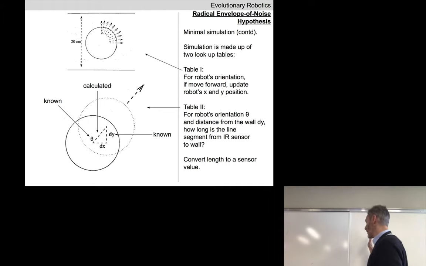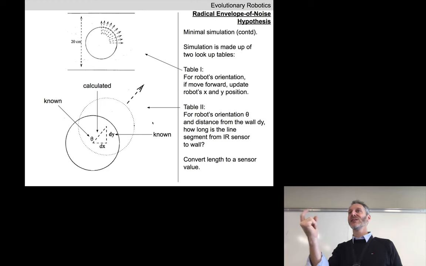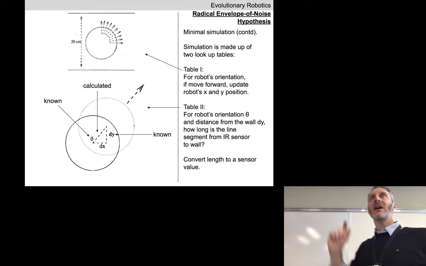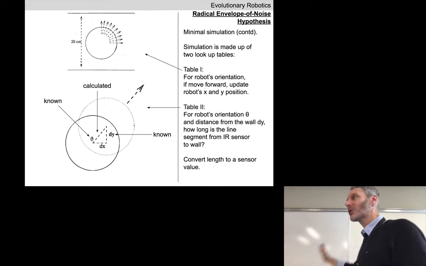So for a theta of zero, facing more or less head on to the wall, and a small dy, very close to the wall, as you can imagine, you're going to get a very large value on your infrared sensor, because it takes a very short period of time for the beam to go out and come back. Theta of zero, but far from the wall, you're going to get maybe an intermediate value. Far from the wall and facing somewhat obliquely, maybe you get a little bit of the returning beam. So you get a value that's near zero, but not quite zero.